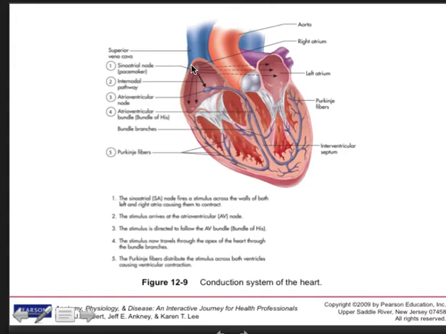There's the SA node, the AV node. These are called the bundle branches, and these are called the Purkinje fibers. And so the signal basically spreads across these walls. Once it hits the AV node, it rockets down this interventricular septum to the apex of the heart, where it radiates up the walls of the ventricles, and then we start the whole cycle over again.